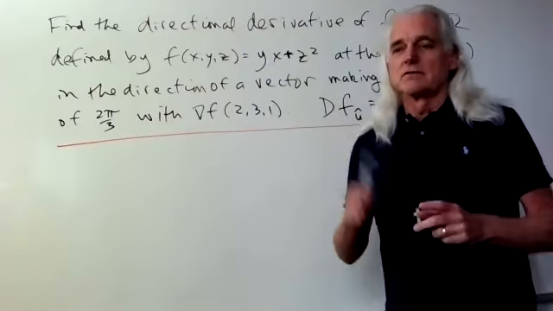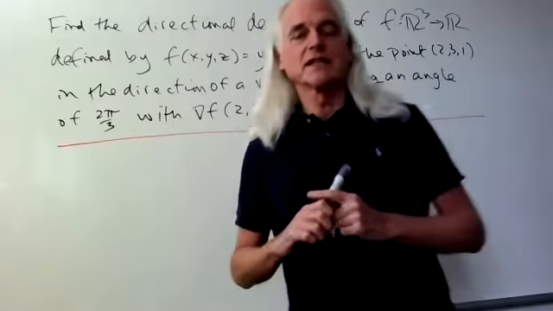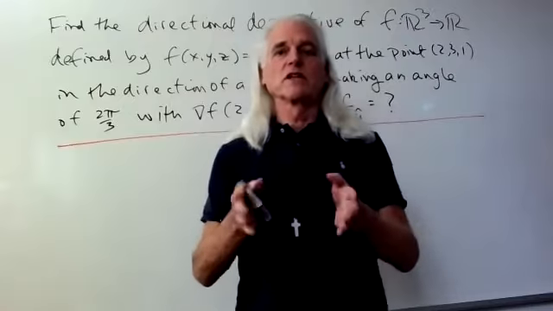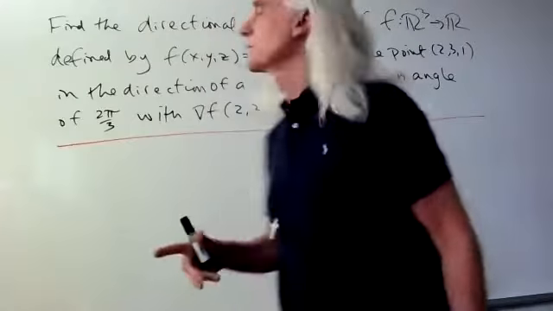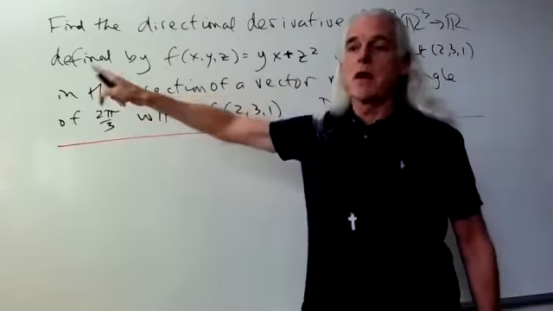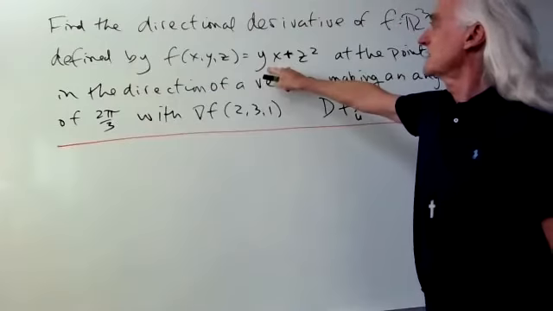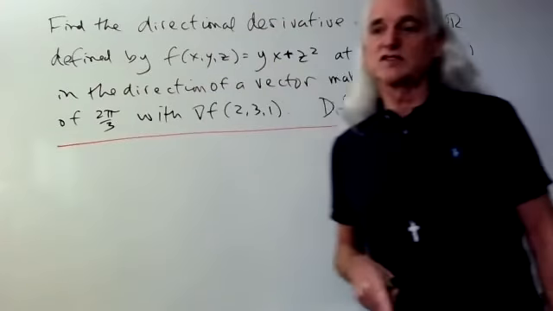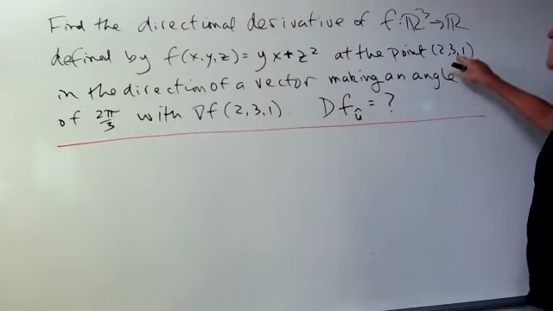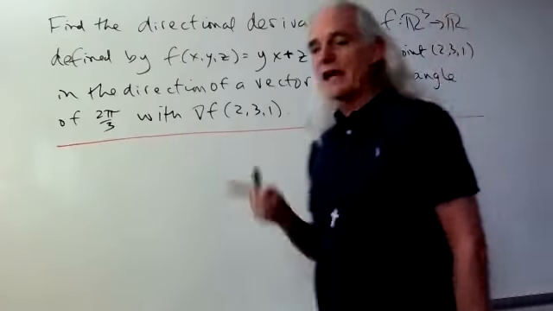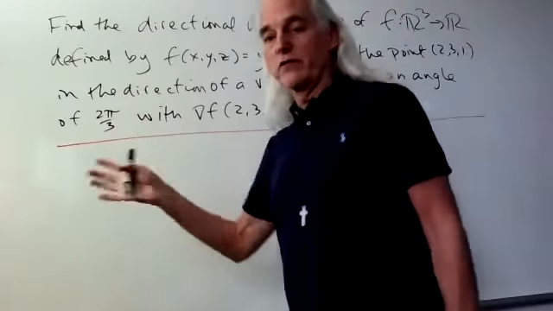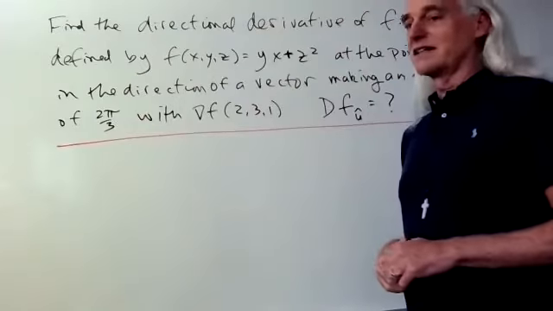Hello. Today, I'm going to use the gradient to compute the directional derivative of a real valued function of three variables. In other words, the function f mapping R3 to R, defined by f of x, y, z is yx plus z squared. Find the directional derivative of that function at the point 2, 3, 1 in the direction of a vector making an angle of 2 pi over 3 with the gradient of f at that point.